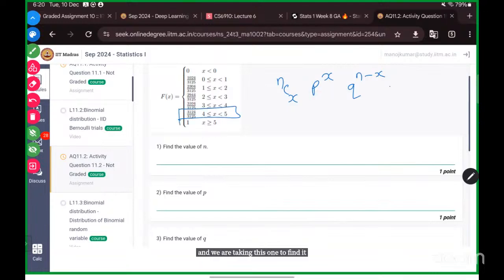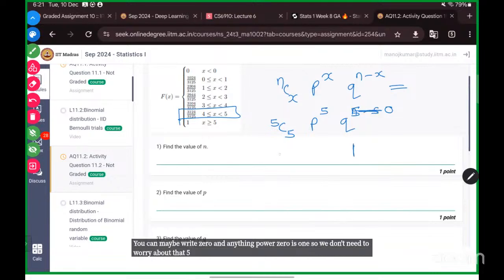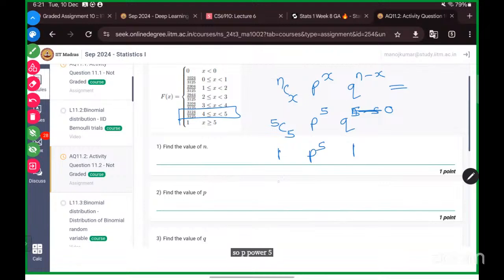So 5c5, and then the probability is going to be something which we don't know, power 5, because x is now 5, and q power 0, and anything power 0 is 1, so we don't need to worry about that. 5c5 is also 1, so we got p power 5, right? So p power 5 is equal to this one, 3124 divided by 3125. Did I get that?